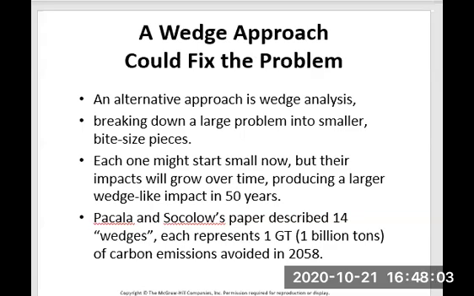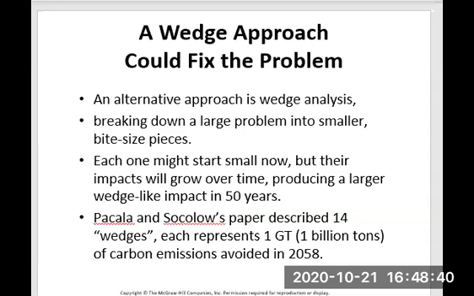A wedge approach could fix the climate problem. Pacala and Socolow's paper described about 14 wedges, each of which represents 1 billion tons of carbon emission avoided in 2058 compared to a business as usual scenario. To achieve stabilization, we need to reduce our annual carbon emissions by about 7 billion tons, or 7 gigatons per year, within those 50 years.